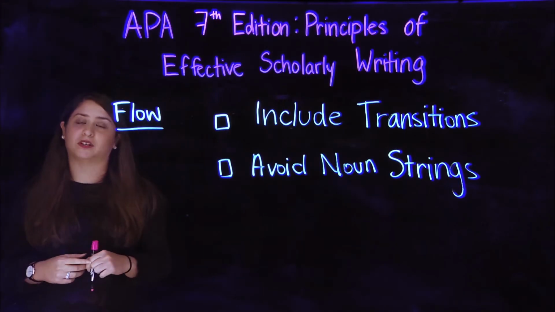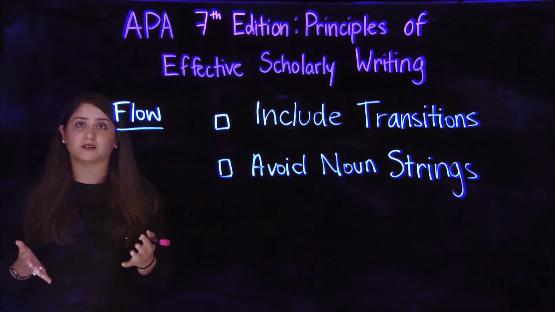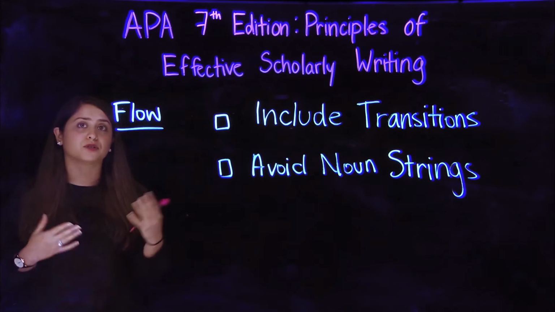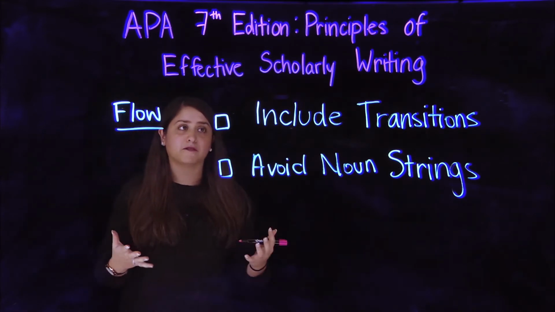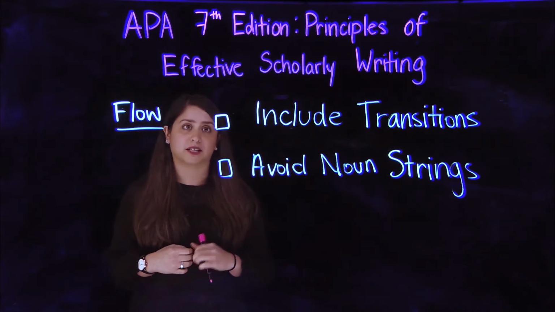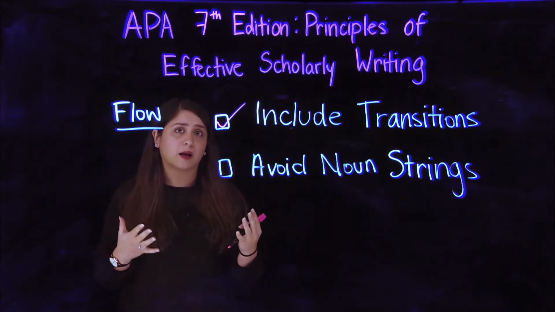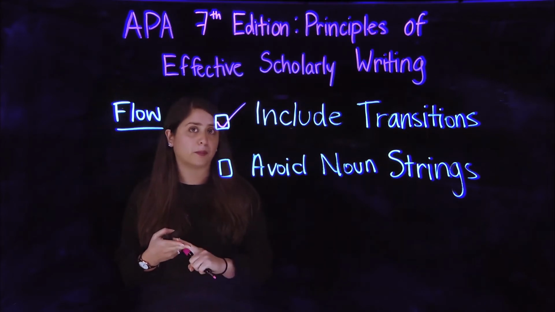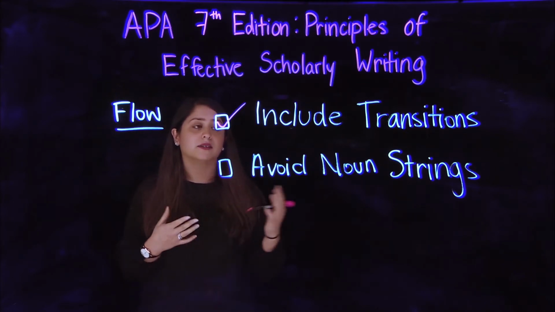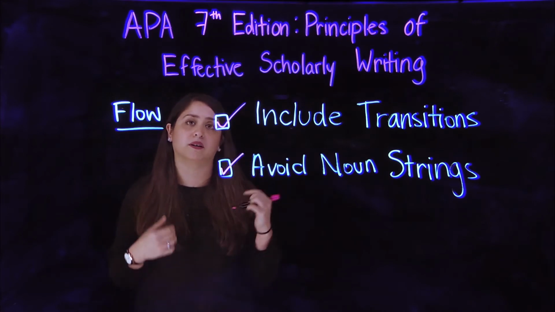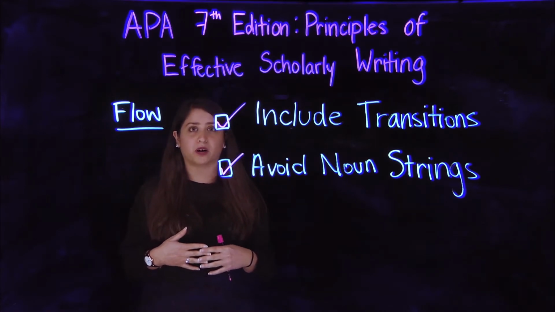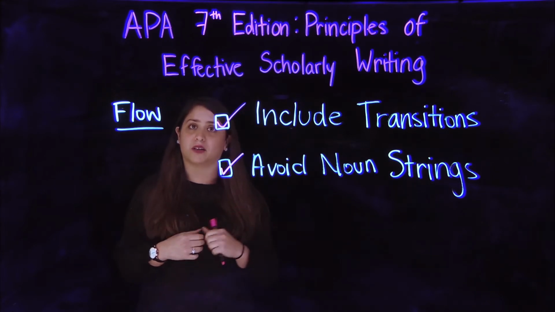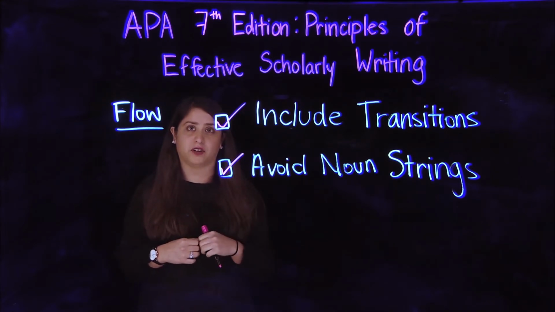The second principle is flow. Now, the word choice and the flow of your sentence really impacts the way the readers understand your paper. So two things to keep in mind when you're thinking about flow is the inclusion of transitions. And this helps with the readers understanding your paper and includes transitional words, proper punctuation, and adverbs. The second thing is you must avoid noun strings. Now you may be wondering what noun strings are. So usually it's a combination of nouns one after the other, usually to modify the very last noun.